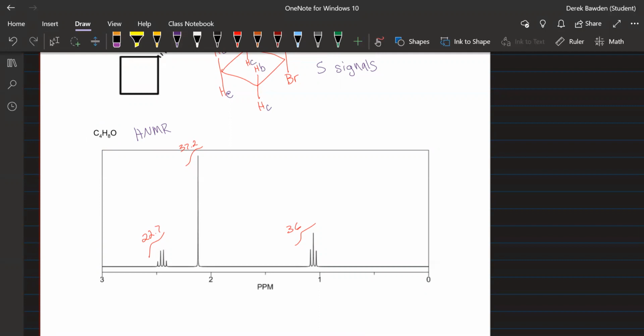So the way to solve these is to take your integral values. We'll take our first one here and divide it by our lowest integral value, which in this case is the 22.7. We're going to do that for all of them. So we have our 37.2 divided by the lowest, which is 22.7. We also have 36 divided by 22.7. Now if you do this, this comes out to 1.